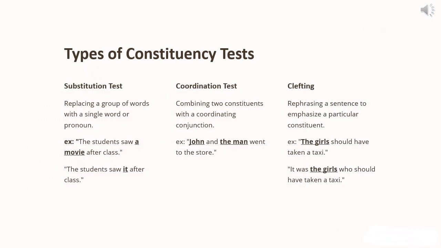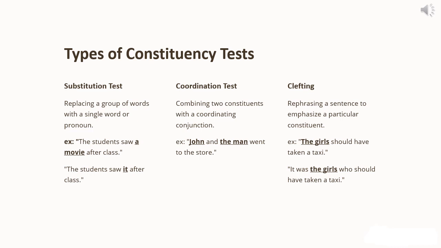So let's talk about types of constituency tests. There are actually a lot of types of constituency tests, but in this video we're going to talk about three types only. The first one is the substitution test, or replacement test. In this test, we replace a group of words or one word with a new word or with a pronoun. Like in our example here, the students saw a movie after class.